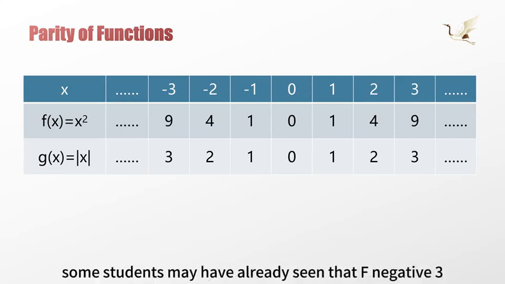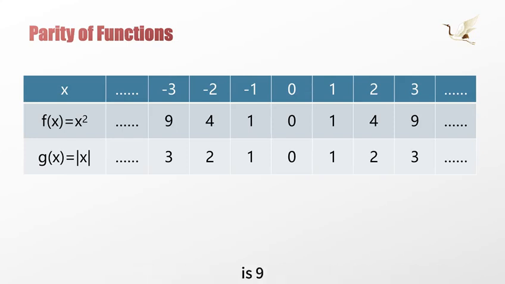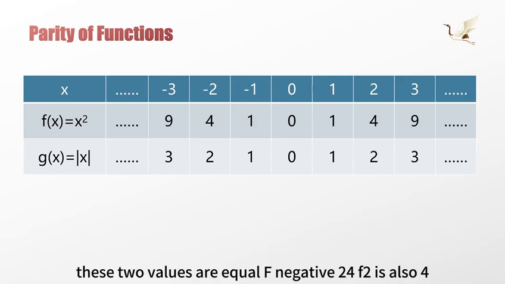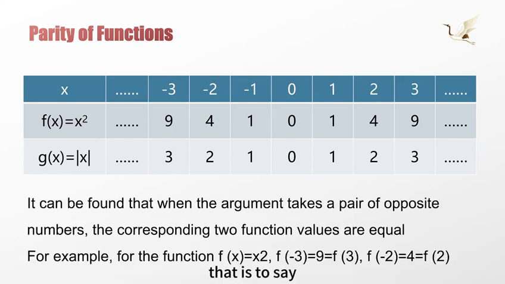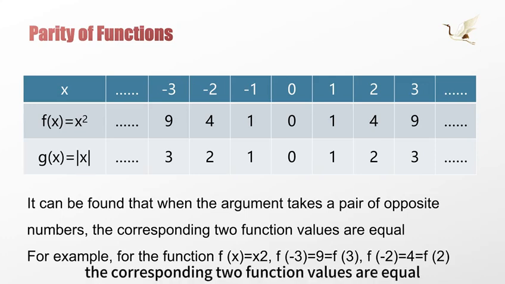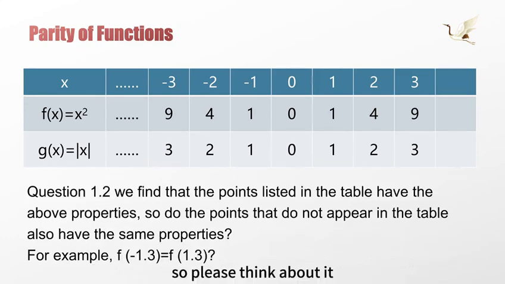Some students may have already seen that f(-3) is 9, and f(3) is also 9. These two values are equal. f(-2) is 4, f(2) is also 4, and these two function values are also equal. That is to say, we found that when the independent variable takes a pair of opposite numbers, the corresponding two function values are equal. So please think about it.